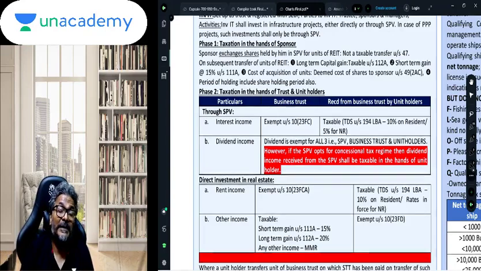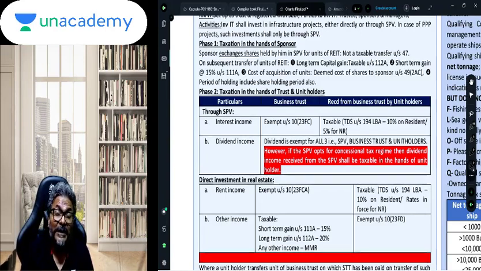Many students are wondering, sir, if everything is taxable in the hands of the unit holder, then what will be taxed in the hands of the REIT? That we will see, students. But right now, just stick to this one. The rental income received by the REIT will be assessable in the hands of the unit holder.